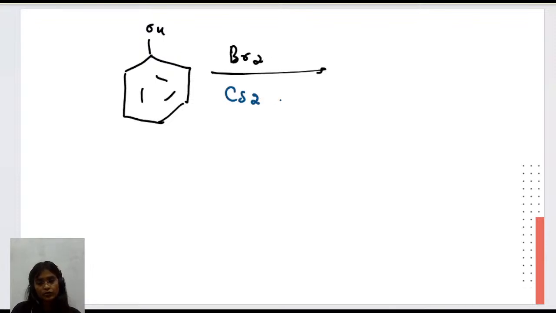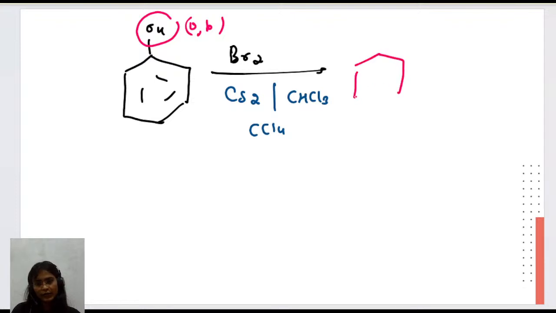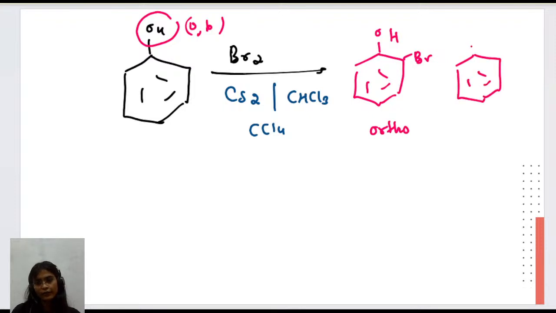If I'm using H2SO4 or CHCl3 or CCl4 there, in this case the same thing: ortho and para directing. So the bromine is going to connect either at the ortho position or at the para position. And this time, same question: is para major or ortho major? So it's an ortho product plus a para product. Which one is more stable now?